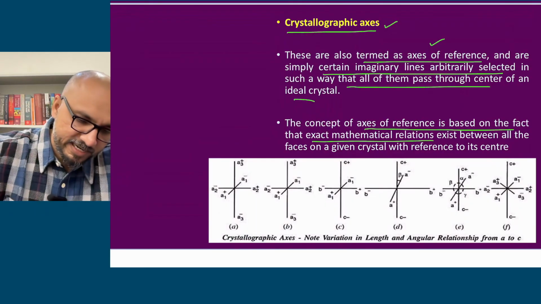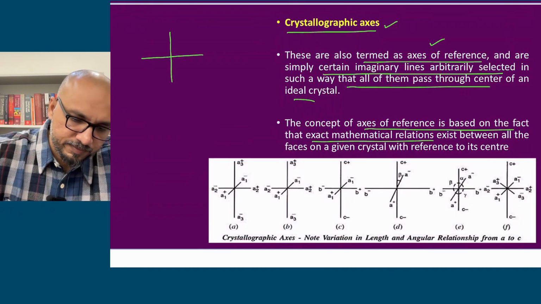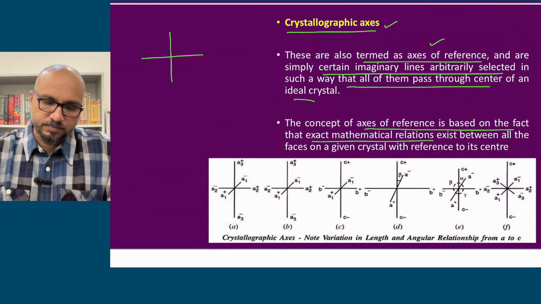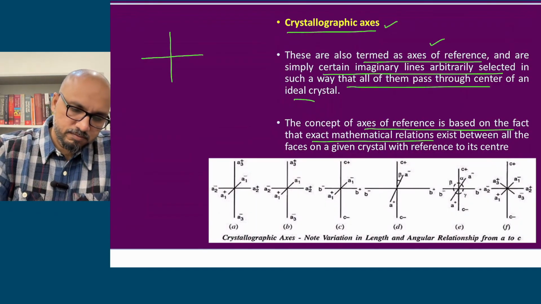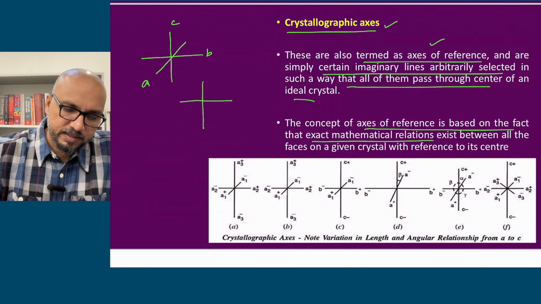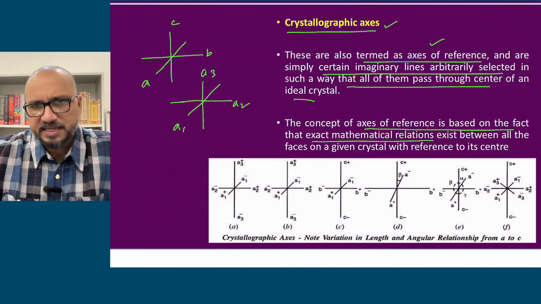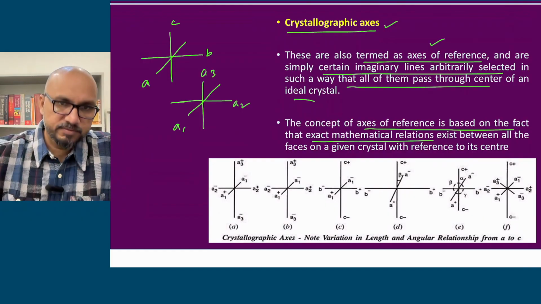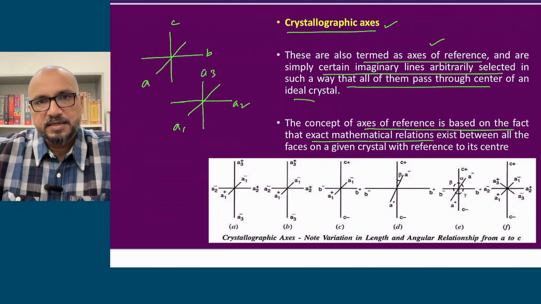So these axes of yours, suppose you have A axis, B axis and C axis. If they are of different length, we label them as A, B, C. If all three are of the same length, we will label them as A1, A2 and A3. If the length is the same, then A1, A2, A3. If all are of different length, then we label them as A, B, C.